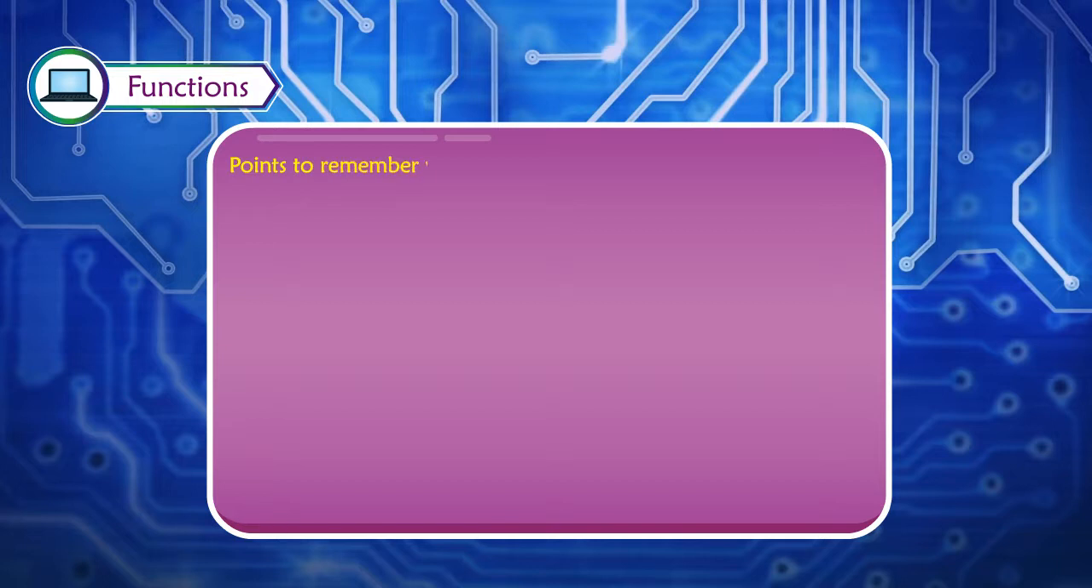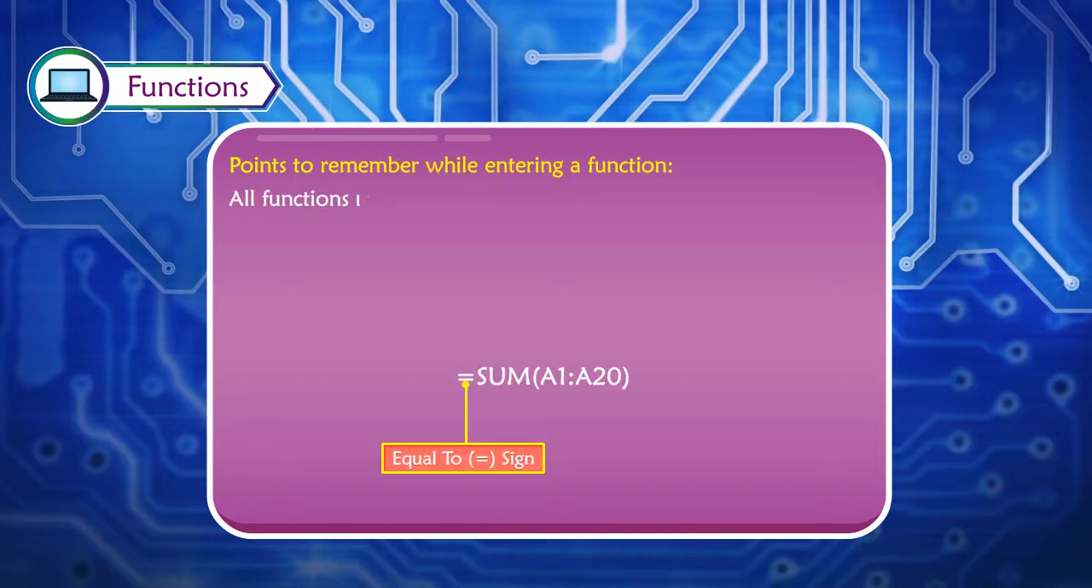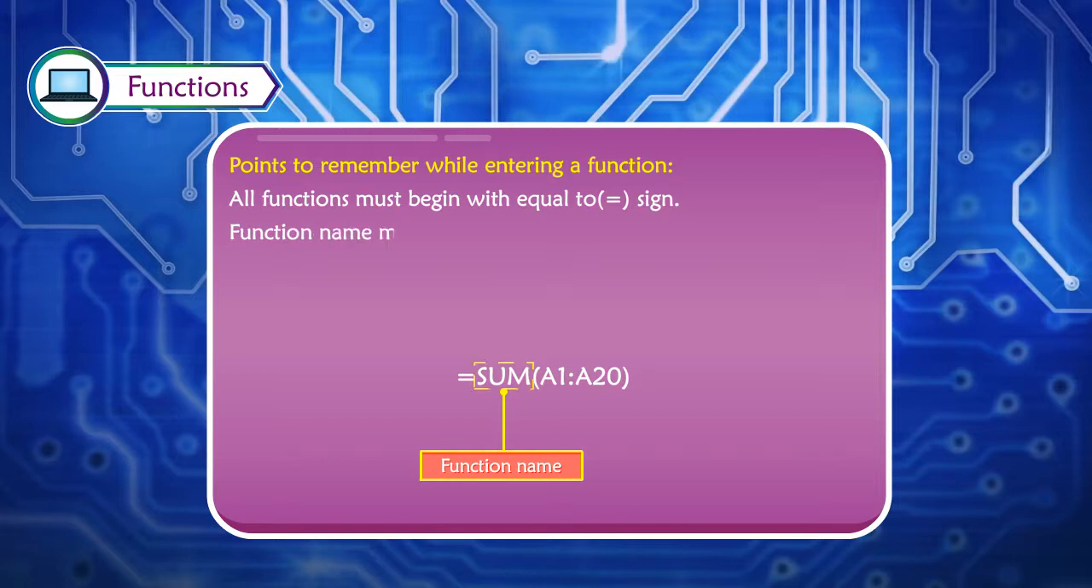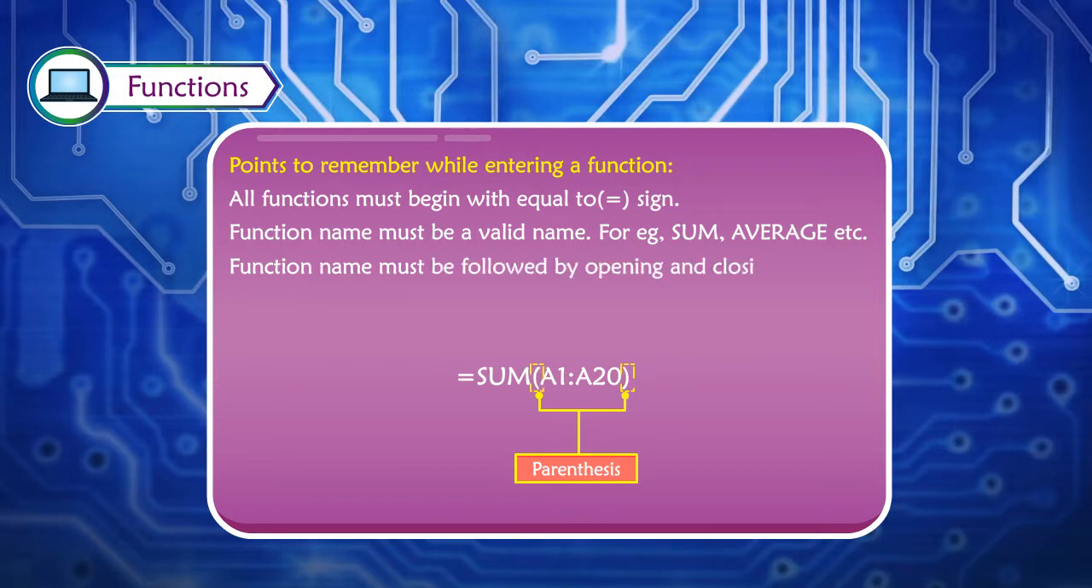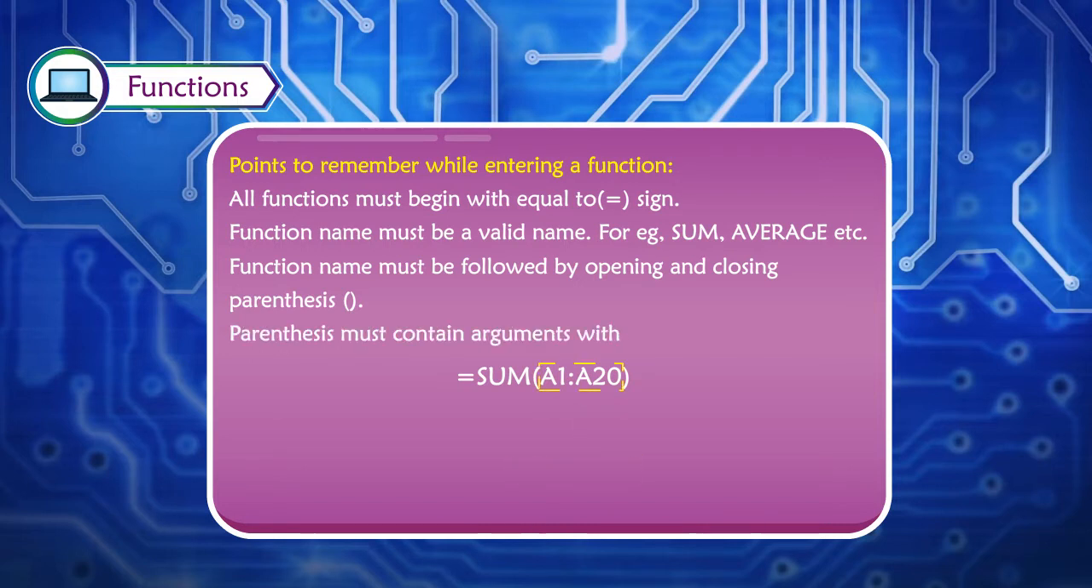Points to remember while entering a function. All functions must begin with the equal to sign. Function name must be a valid name, for example, sum, average, etc. Function name must be followed by opening and closing parentheses. Parentheses must contain arguments within them.